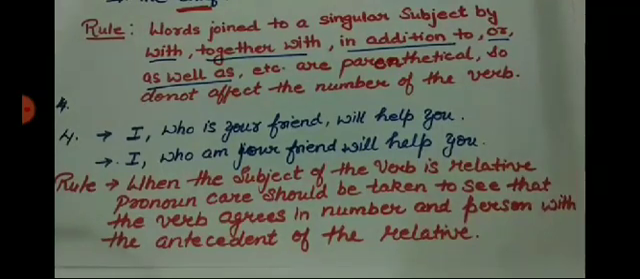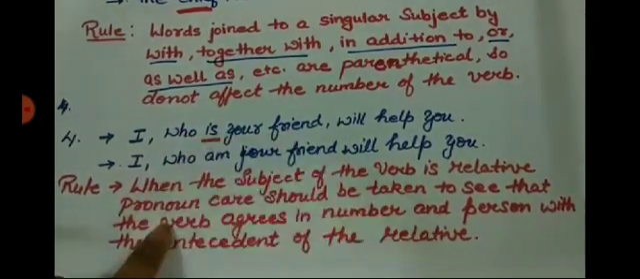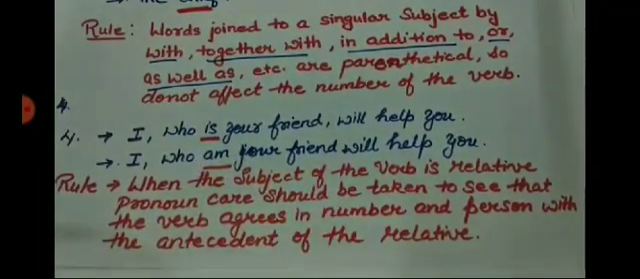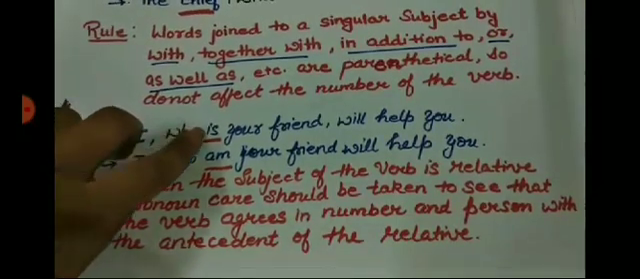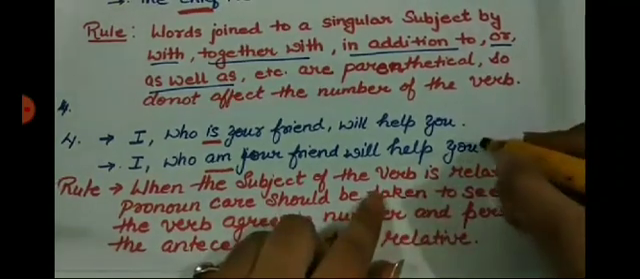And the next sentence is, "I, who is your friend, will help you." And I have written the same sentence using "I, who am your friend, will help you." The difference lies here: in the first I have used "is" and in the next sentence I have used "am". Rest of the sentences are all the same, right? So, first of all, which one is correct? This second one is the correct one.